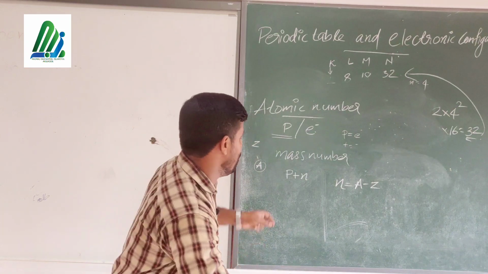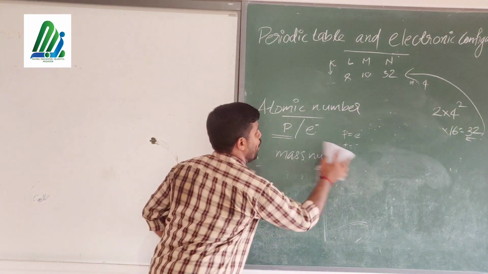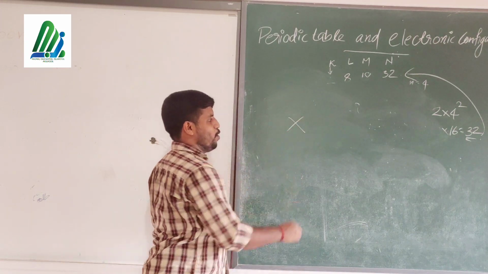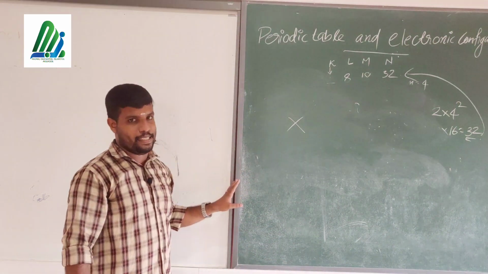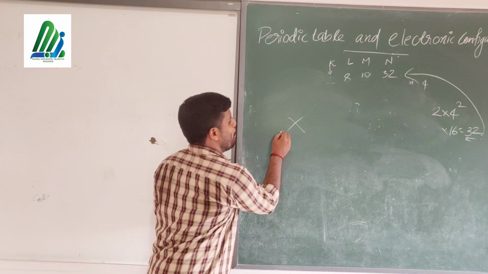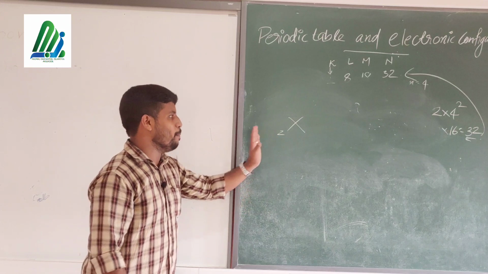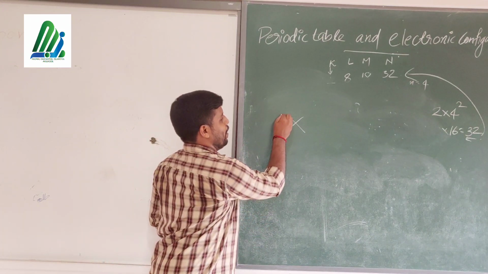In an atom, if you symbolize the atomic number and mass number, say the element is X, the symbol is not real. If an element is X, we can write the atomic number at the left side, at the bottom, and the mass number is here.